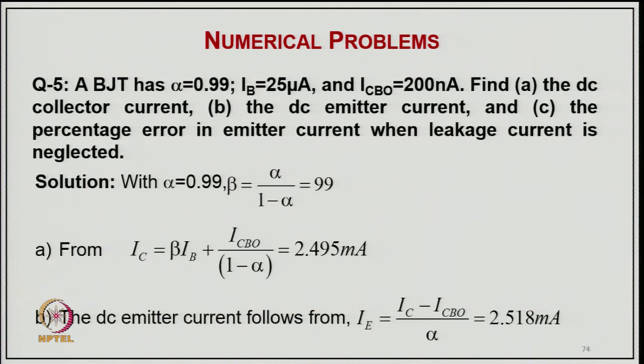Now coming to question example 5: a BJT has alpha equal to 0.98, IB equal to 25 microampere, and ICBO equal to 200 nanoampere. Find the value of DC collector current, the DC emitter current, and the percentage error in the emitter current when the leakage current is neglected. We have alpha equal to 0.98, so beta equals alpha upon 1 minus alpha, that is 49, and from this we can find IC equal to beta IB plus ICBO upon 1 minus alpha. So it becomes 2.495 milliampere, and the DC emitter current follows from here: IE equal to IC divided by alpha, it comes 2.518 milliampere.